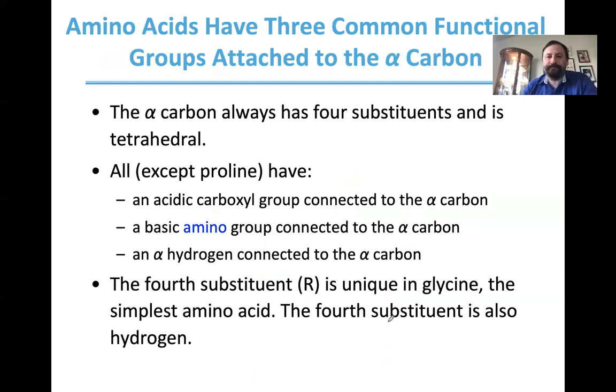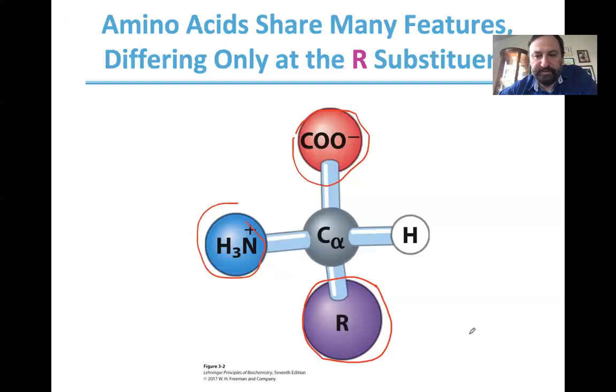So the alpha carbon, what do we call alpha carbon? This is the alpha carbon. Any amino acid that is part of a protein will have a carboxylic group, and we will usually draw the carboxylic group on top, and we will draw the amino group on the left, group R on the bottom, and hydrogen on the right.